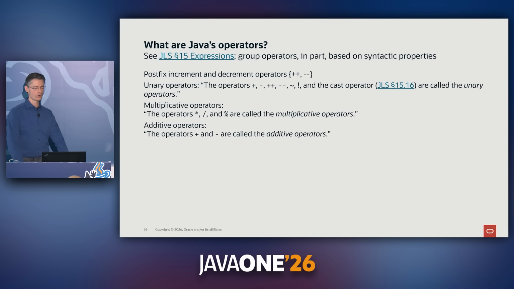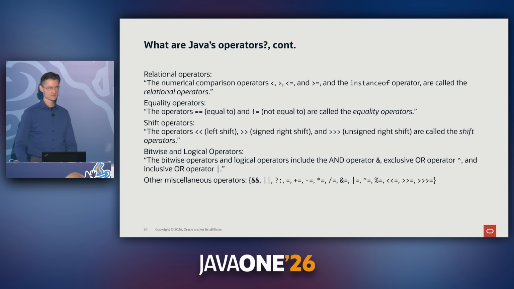So when we talk about overloading operators, how many operators are we talking about? There are a lot of operators in Java. You go through the JLS, they're kind of grouped based on their syntactic properties. So increment, decrement, there's a number of unary operators, multiplicative, additive, and so forth. We have relational operators for comparison, equality, shifting, and bitwise and logical operators, and then a whole suite of assignment operators.